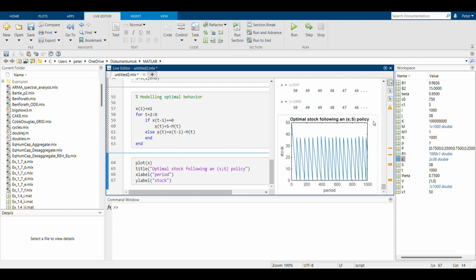So we can see that we reach the critical level, then we go back to the optimum inventory, sometimes optimum stock minus 1, sometimes the optimum stock, depending on the demand shock in each period. So that's all for today.